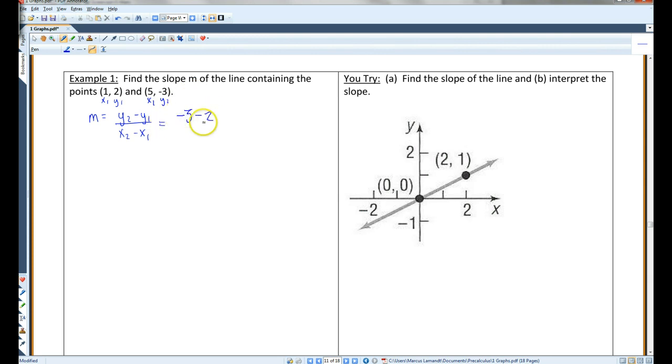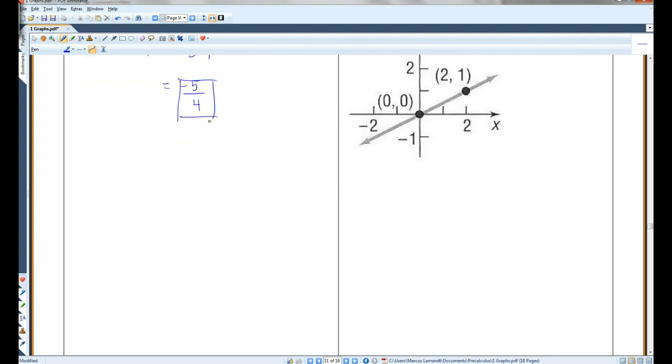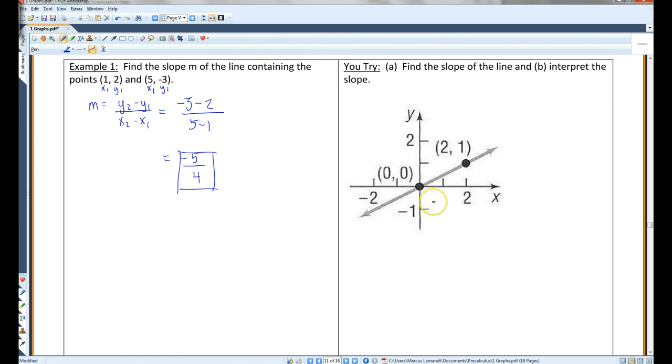Negative 3 minus 2 over 5 minus 1. Negative 3 minus 2 is negative 5. 5 minus 1 is 4. There's your slope. Okay. You guys can go ahead and do this one. Okay.